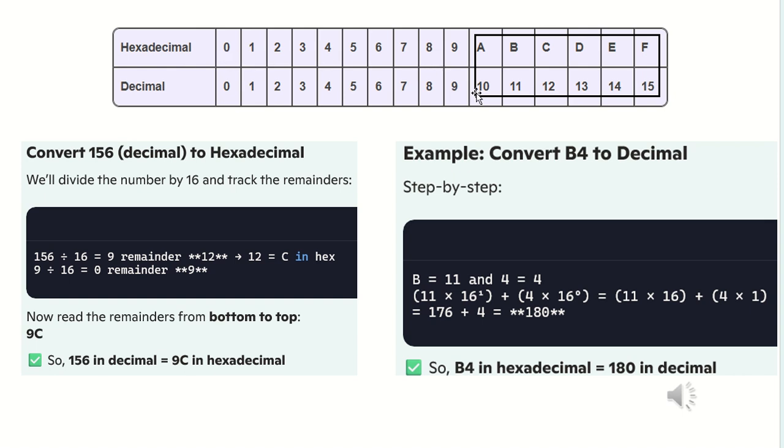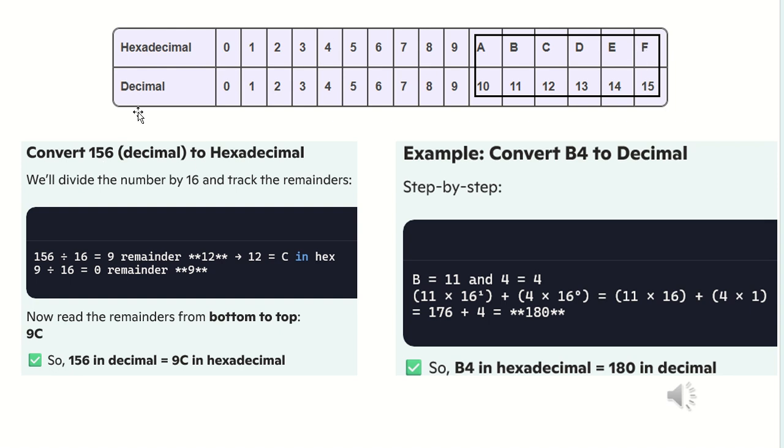But when it comes to the 10th decimal value, the hexadecimal value will vary as A. And for 11, the hexadecimal value is B. For 12, the hexadecimal value is C. For 13, the hexadecimal value is D. And for 14, the hexadecimal value is E. For 15, the hexadecimal value is F.